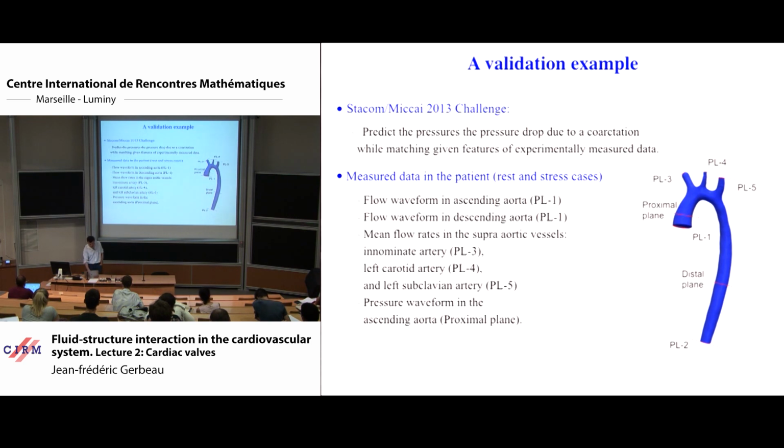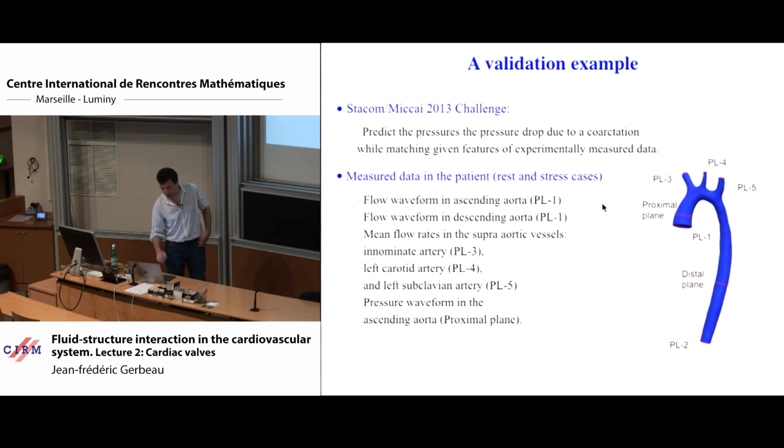Okay, so this was proposed in a challenge organized in the framework of a conference where some data were released. The data typically here are the inflow, the flow rate at the inlet, the flow rate at the outlet, the flow rate here in the mean flow rate on the 3 top arteries, and the pressure measured at the inlet. And the challenge was to measure the pressure drop, because this is a pathological case.